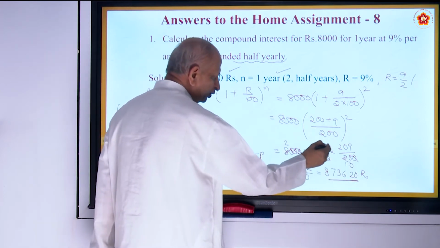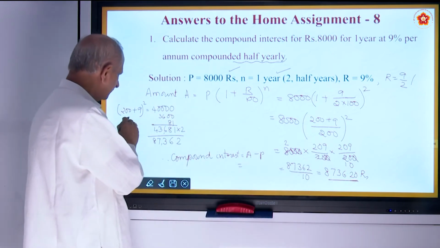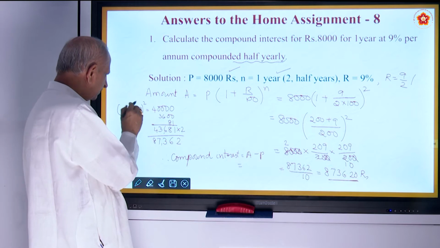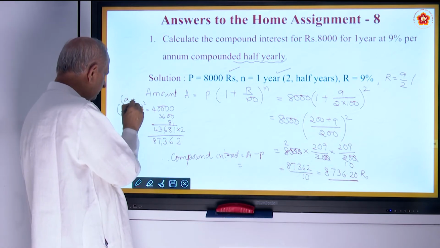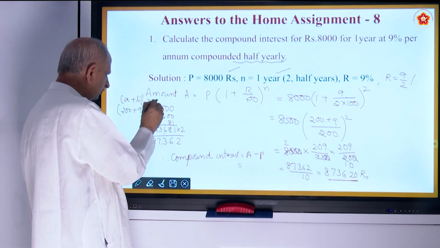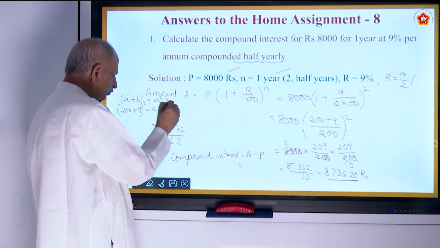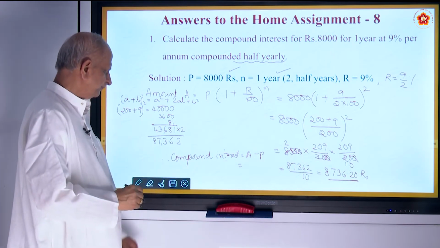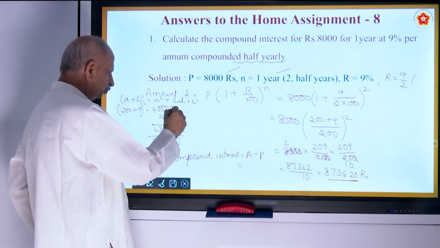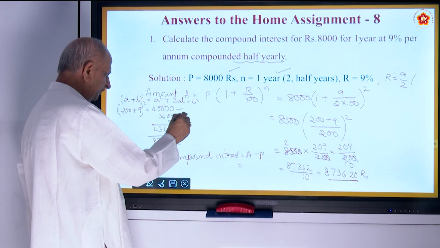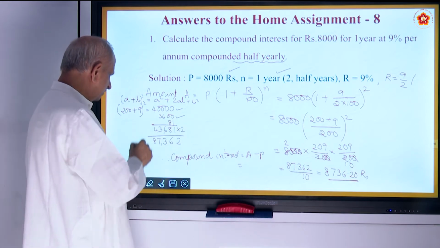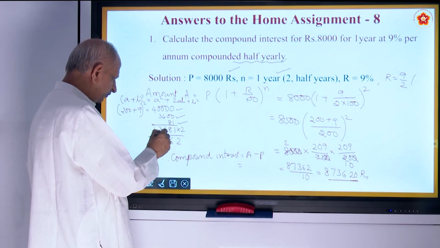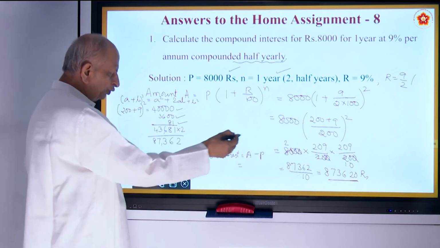And 209 into 209, by using the formula a plus b whole square. The formula used here is a plus b whole square is equal to a square plus 2ab plus b square. So a square is 200 square, 2ab is 3600, b square is 81. Add this, get 43,681, into 2 is here.